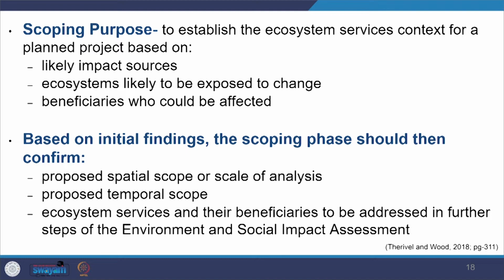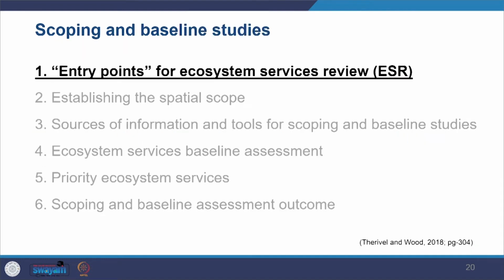Then you would identify ecosystem services and their beneficiaries. So, what are the services and what are the beneficiaries to be addressed in the further steps of the assessment? Looking at the entry point for ecosystem service review, ESR, how are you going to review the ecosystem service? What would be the entry point from where you would enter into analyzing the system? In the stage of scoping, you need to determine the entry point for the ecosystem service review.